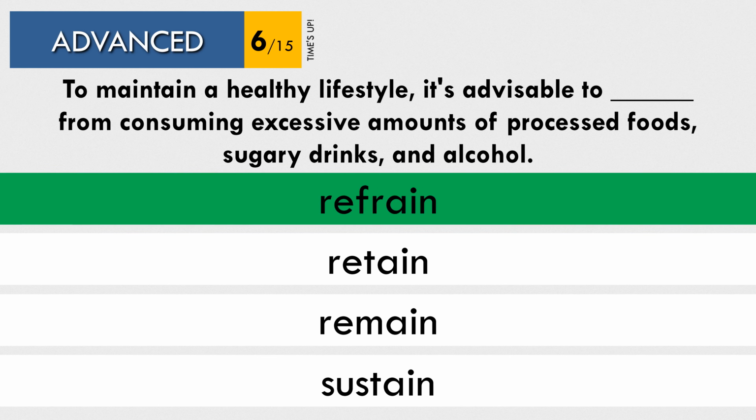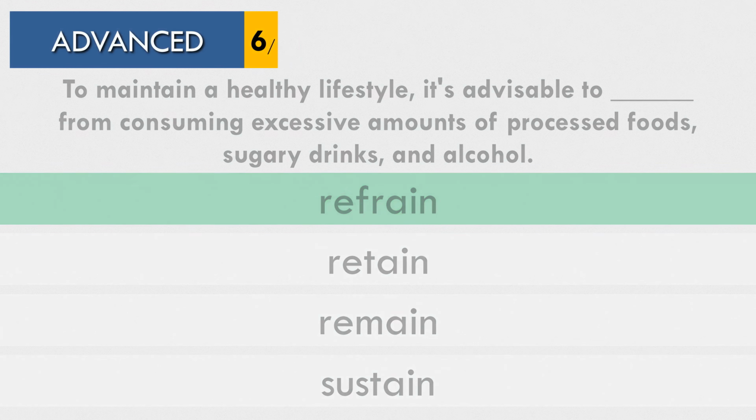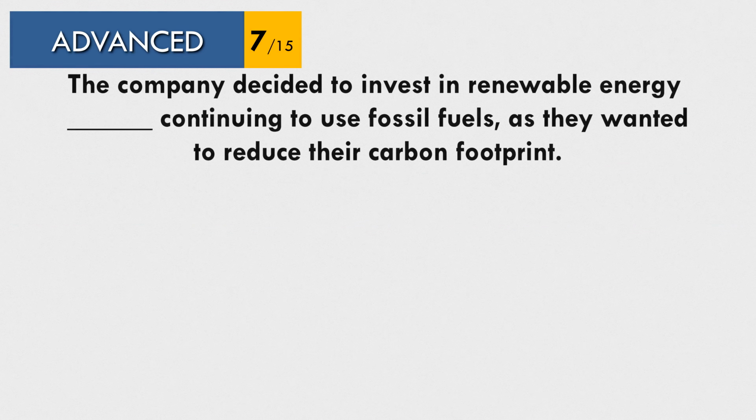The correct answer is refrain. The sentence should read, "To maintain a healthy lifestyle, it is advisable to refrain from consuming excessive amounts of processed foods, sugary drinks, and alcohol." In this context, refrain means to stop yourself from doing something, especially something that you want to do. Question 7.